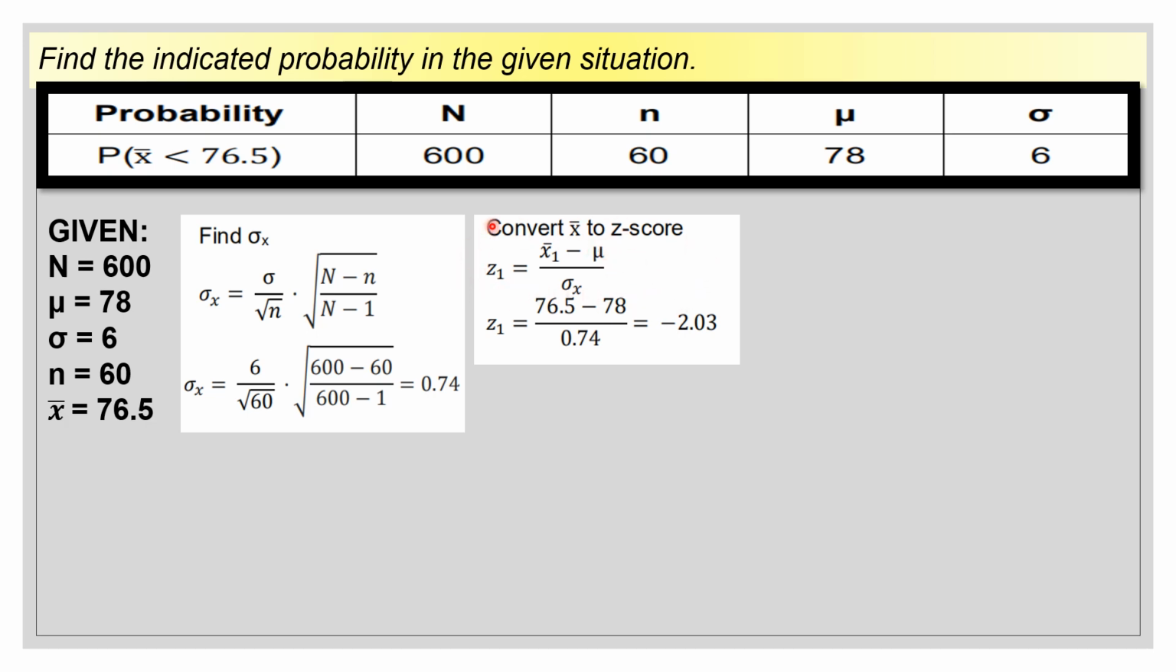That's why we will use this formula. So, tatlo na yung formula sa z-score, no? Yung una naman is given is raw score. Yung formula is x minus mu over sigma. Pero dito, given is finite population. That's why we will use this formula. So, x bar is 76.5 minus our mu is 78 over sigma sub x, which is ito nakuha natin dito, 0.74. And our answer is negative 2.03.